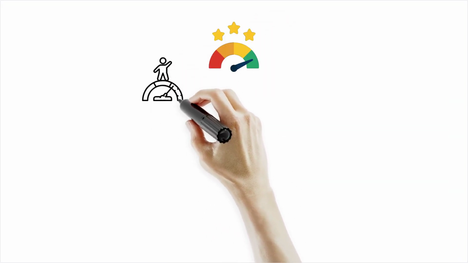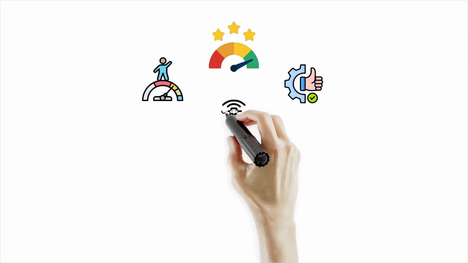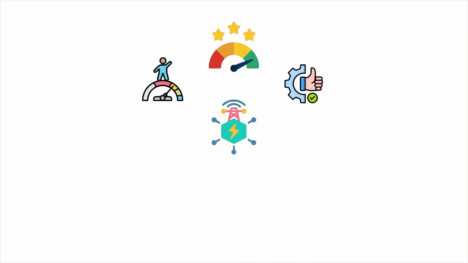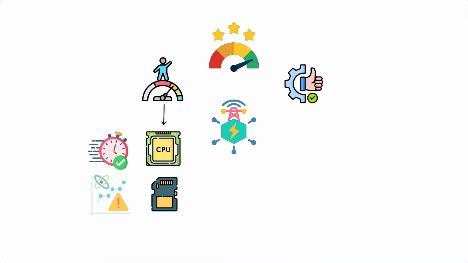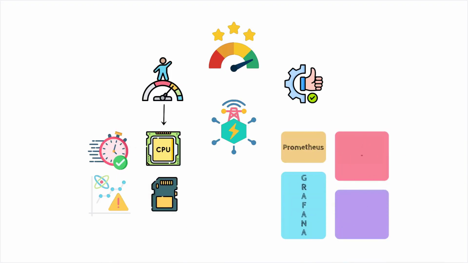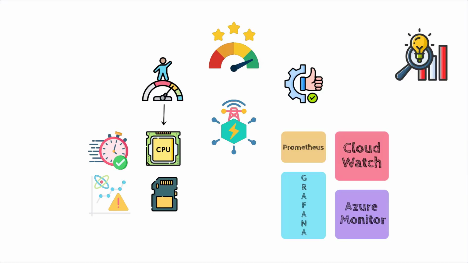Number 2. Monitoring ensures performance and reliability. Monitoring is vital to ensuring that applications and infrastructure are running smoothly. In the context of DevOps, monitoring involves tracking metrics such as CPU usage, memory usage, response times, and error rates. Tools like Prometheus, Grafana, AWS CloudWatch, and Azure Monitor allow DevOps engineers to gain real-time insights into system health, application performance, and infrastructure status. This enables proactive issue resolution before they impact users.